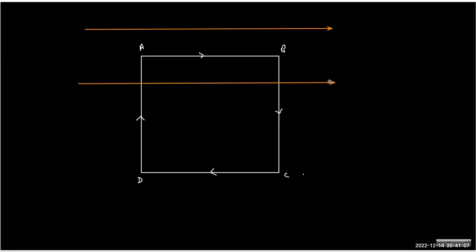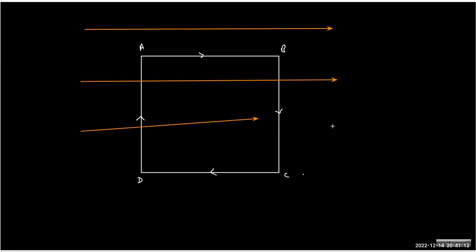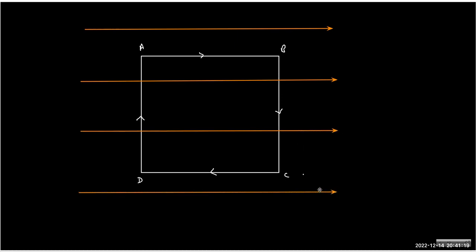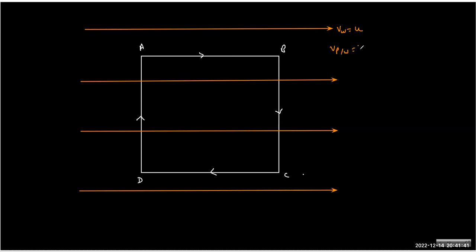So maybe you're trying to move your drone at home along this square. And it is known that the wind is moving with velocity, let's call it U. So how much time will it take for the plane to go from A to B, B to C, C to D, D to A, back to A? The velocity of the plane with respect to wind is V.